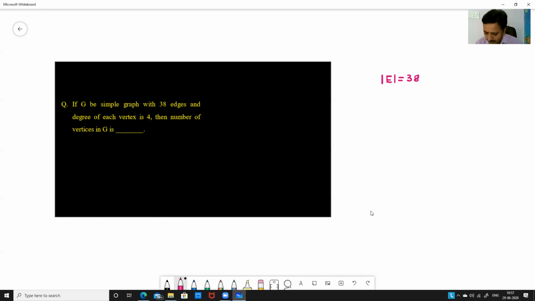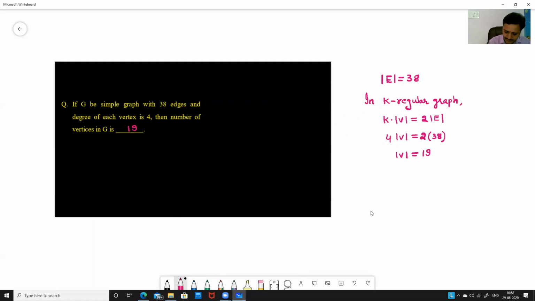And we know the relation in a k-regular graph: it must satisfy the condition k into number of vertices equals 2 into number of edges, where k means here 4-regular graph. Therefore, 4 into number of vertices equals 2 times the number of edges, which equals 38. From this, the total number of vertices equals 19. So the answer to this question is 19. Right?